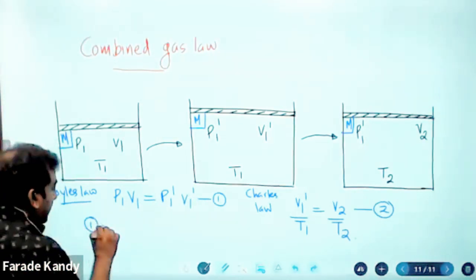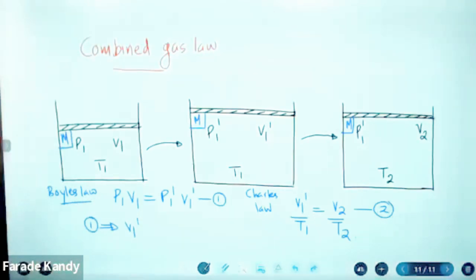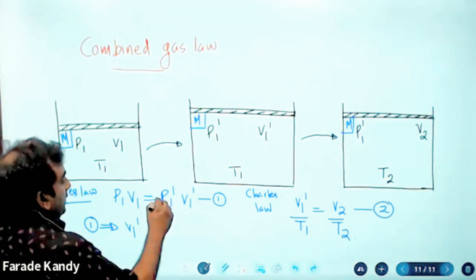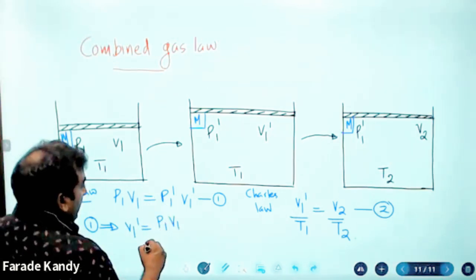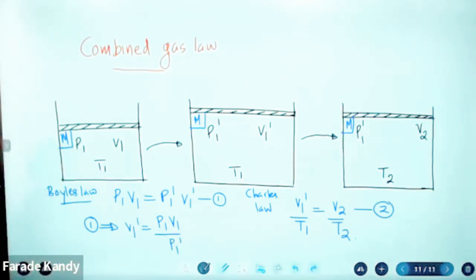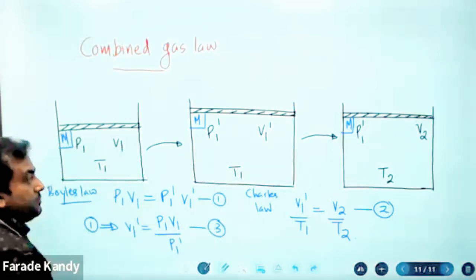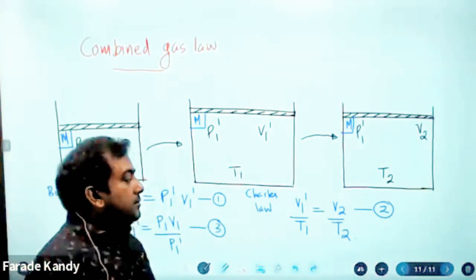Now what? From the first equation, make V1 dash the subject. V1 dash is going to be what? V1 dash is going to be P1 V1 over P1 dash. Now we can take this and substitute into equation number 2.